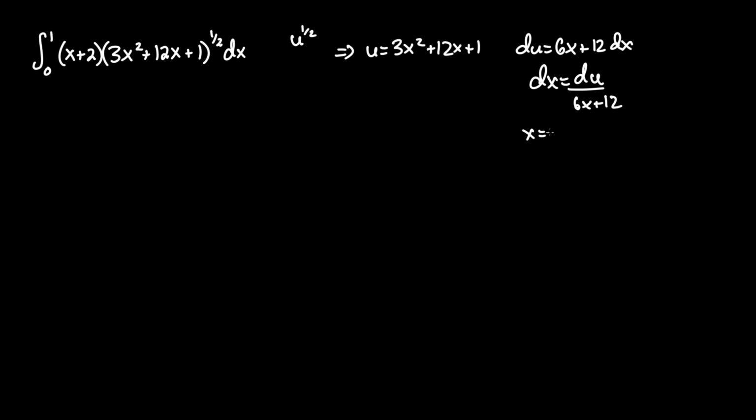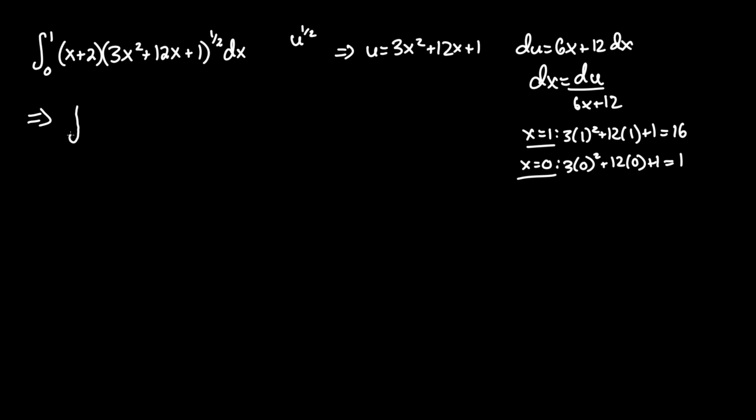So for x equals 1, we have to plug that into this whole u term. You get 3 times 1 squared plus 12 times 1 plus 1, which equals 3 plus 12 plus 1, which is 15 plus 1, which is 16. And for x equals 0, doing the same thing, 3 times 0 squared plus 12 times 0 plus 1 is just 1. Now we can plug it back in.